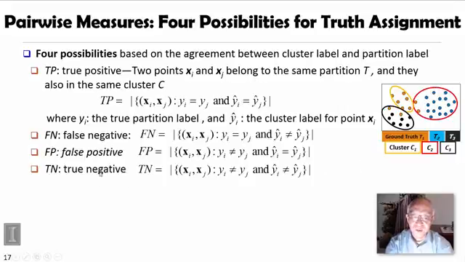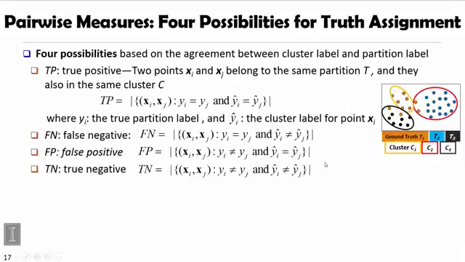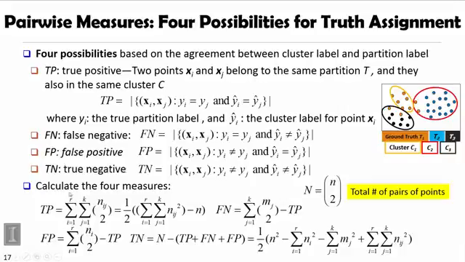What is true negative? True negative pairs means they do not have the same partition label, and they are also not in the same cluster. For example, you look at this black one and this blue one. These 2 points do not have the same partition label, and they are also not in the same clusters. So that's a good case. Then we see how we can calculate the 4 measures. First, given n points in the data set, the possible pairs you need to examine are n choose 2, so that's the reason you have this formula.